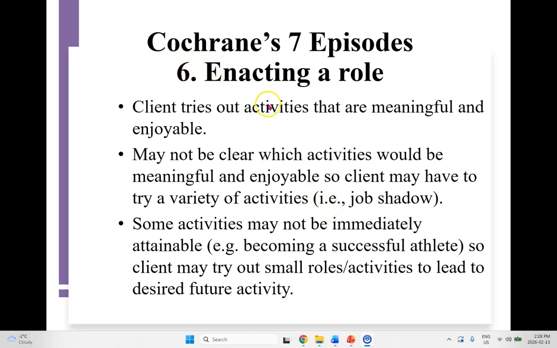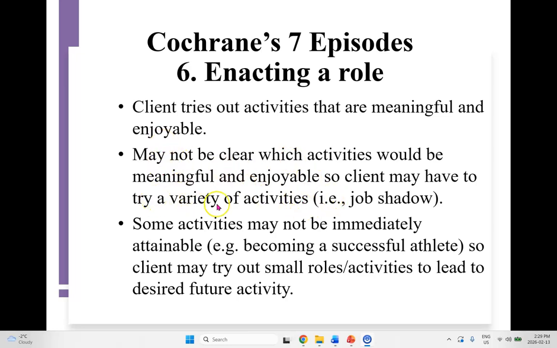Step 6 is where we actually enact the role. The individual gets out there and actually does it, takes action. So they're going to try out activities that are meaningful and hopefully enjoyable for them. And if they're not, it makes it clear to the client, gee, I really don't think I would like to do that type of work, or I'm really not interested in that.